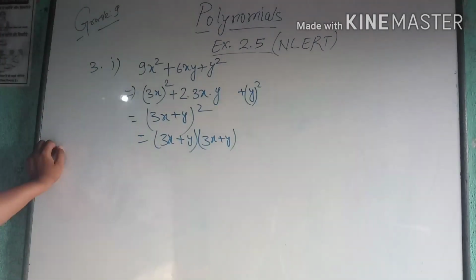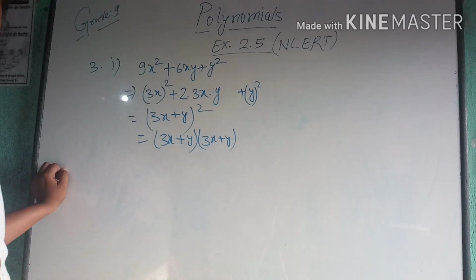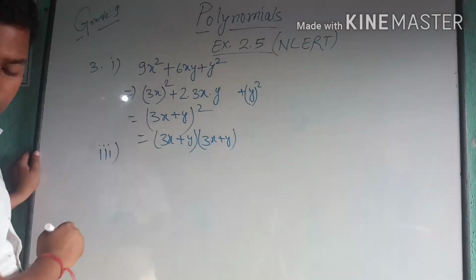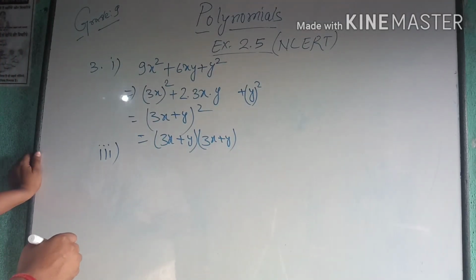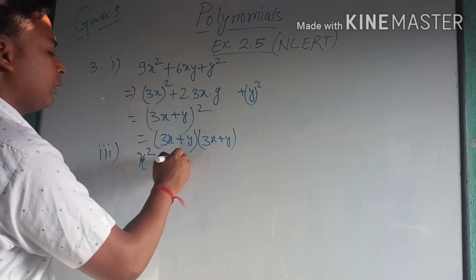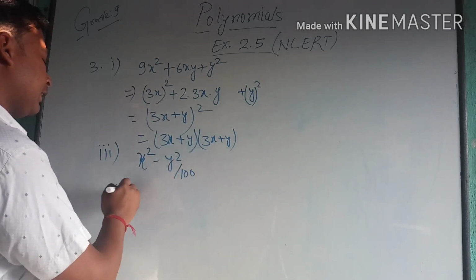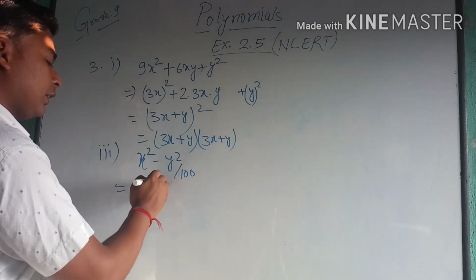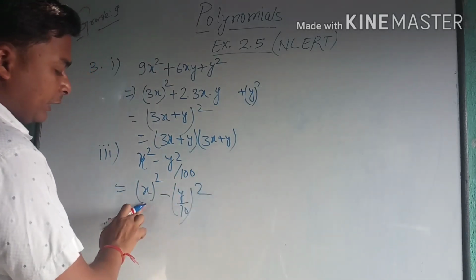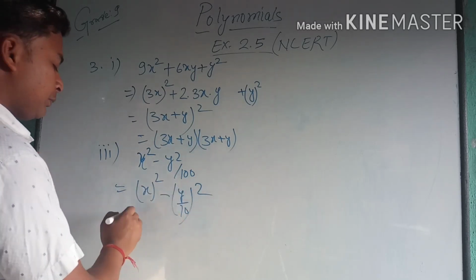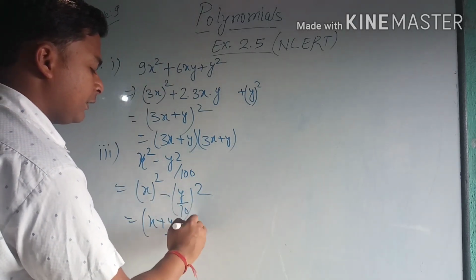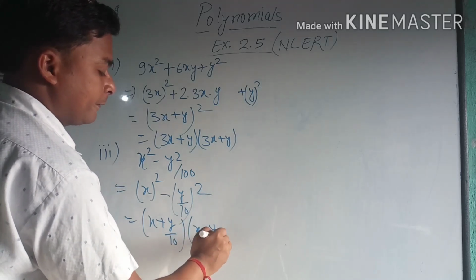Question number 2 is similar, so I am skipping question number 2. Question number 3. Part 3 is x square minus y square upon 100. What can I write? x square minus y upon 10 whole square. Now it is your a, it is your b. A square minus b square can be written as a plus b and a minus b.